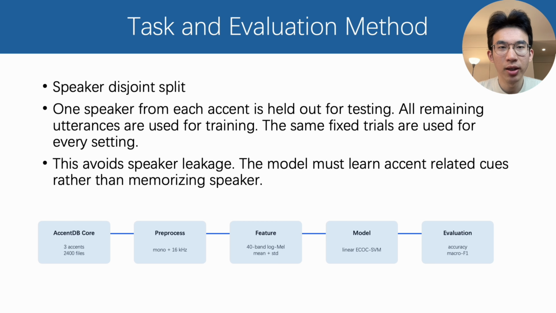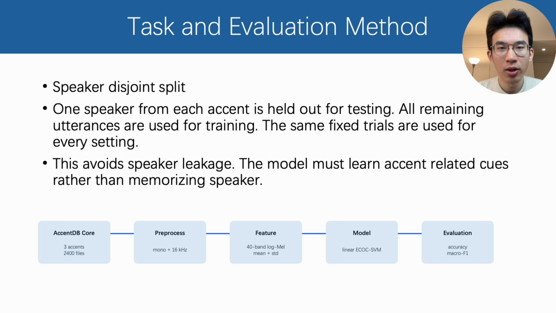I used the speaker disjoint split. In the dataset, one speaker from each accent will be held out for testing. All remaining utterances are used for training, and the same fixed trials will be used for every setting. This can avoid speaker leakage, because the model must learn accent-related cues rather than memorizing speaker.